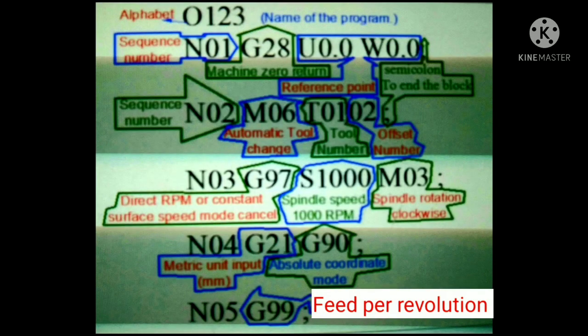Here one thing we have to remember is that we use F, which is the feed or pitch, and we know that the pitch is the distance traveled by the cutting tool per revolution. That means millimeter per revolution. So we always use G99. G99 is the feed of the cutting tool for one revolution, and here as we use the metric thread, the unit will be millimeter per revolution.